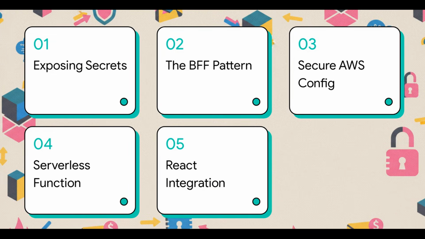All right, here's our quick roadmap for today. First, we'll look at the dangers of exposing secrets. Then, we'll dive into the BFF pattern, followed by secure AWS configuration, creating the serverless function, and finally, the ultimate React integration. Let's get right into it.